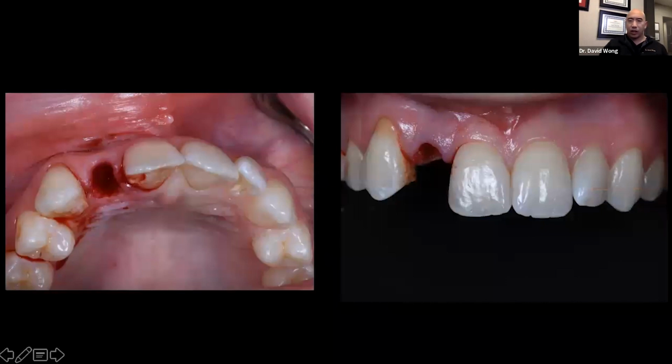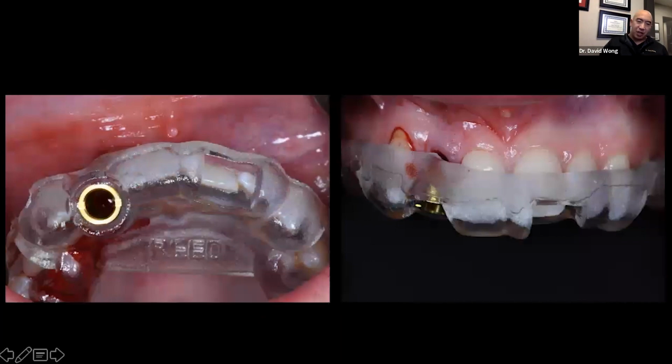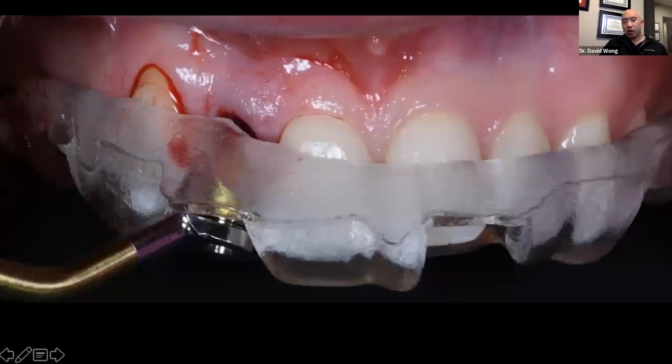So we have an atraumatic extraction. Tall prominent papilla is right after I took out the tooth. Look at the papilla, it goes up immediately. So I hate that. So we already pre-planned everything. We're going to go ahead and put our implant in with the surgical guide.